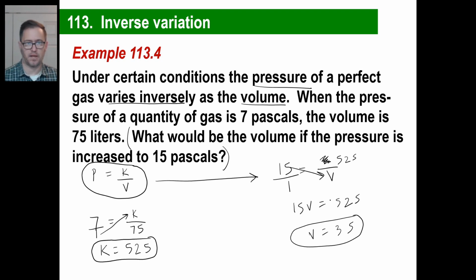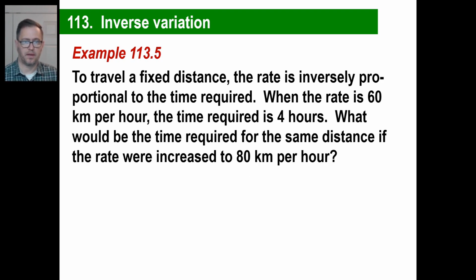All right. And let's try another one. To travel a fixed distance, the rate is inversely proportional to the time required. It's a lot of hooey again. You tell me. Look at that first sentence. Pause it if you need to. Give me the equation for the first sentence. Rate inversely proportional to the time. Bam. There we go.